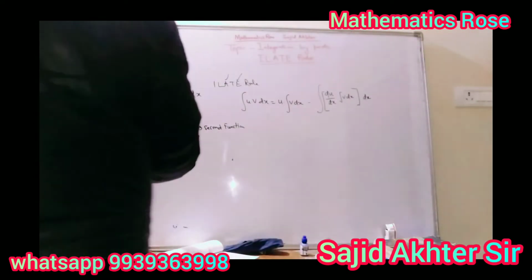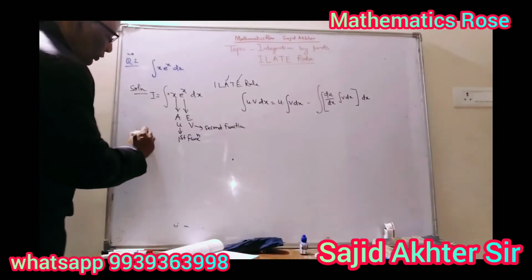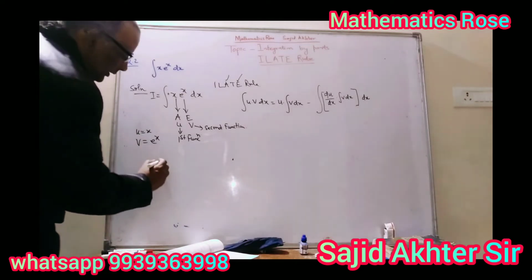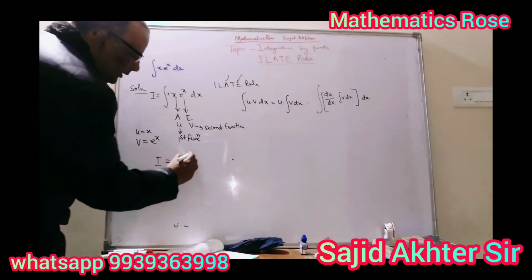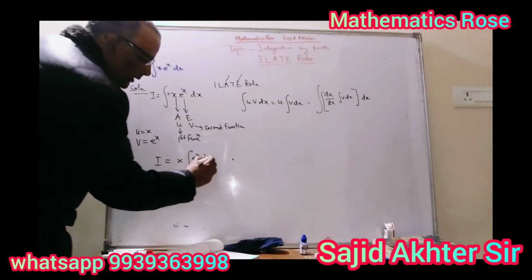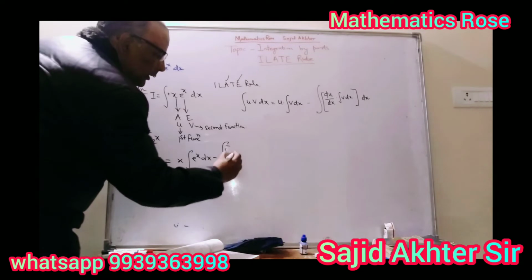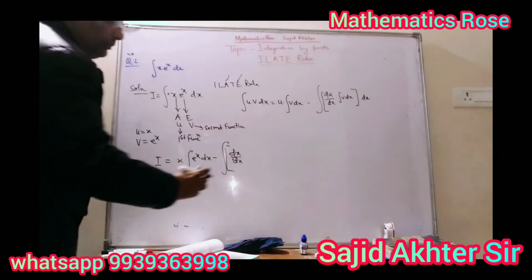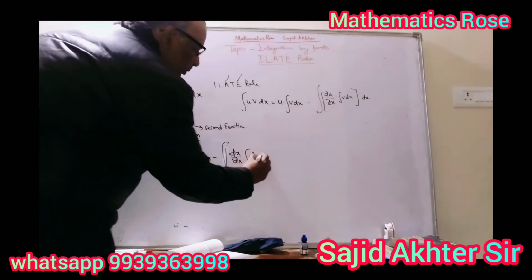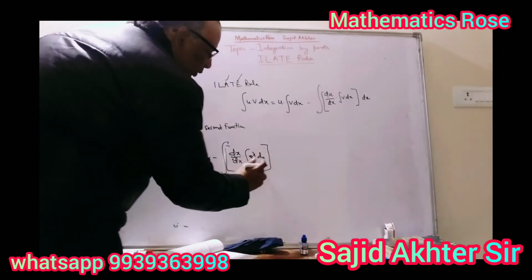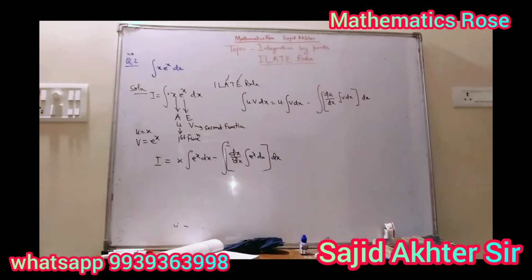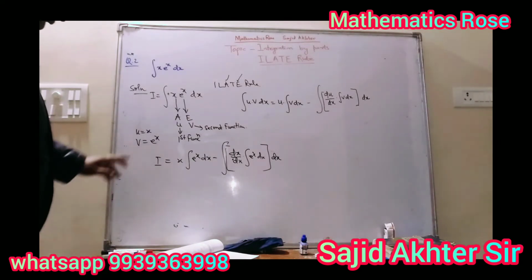So here in place of u it is x, and in place of v it is e to the power x. So I is equal to x times the integral of e to the power x dx, minus the differentiation of x, because it is u, and the integration of e to the power x dx, and their product will be integrated further. So both will be kept inside the bracket in the formula. So in the formula you will have to substitute the values of u and v.